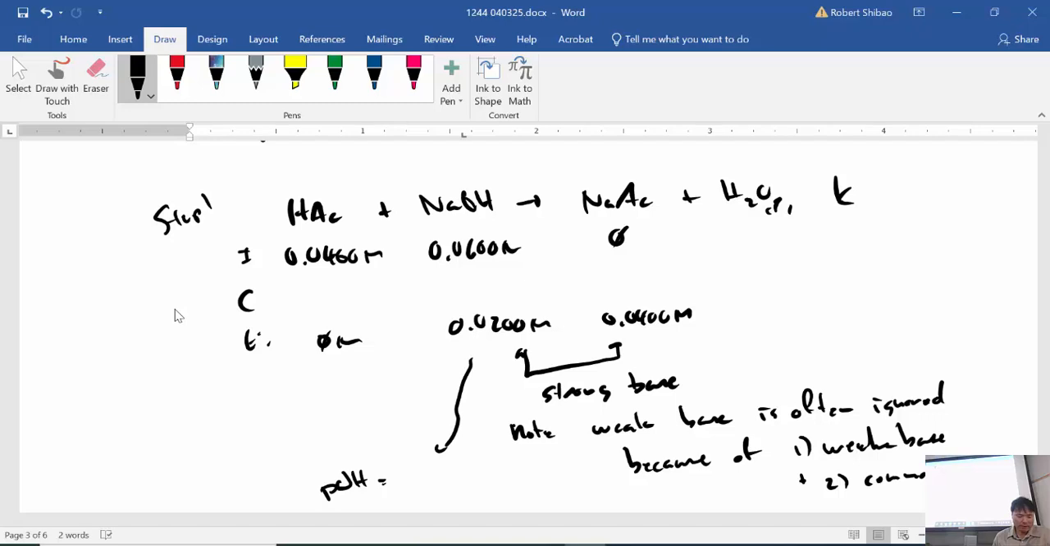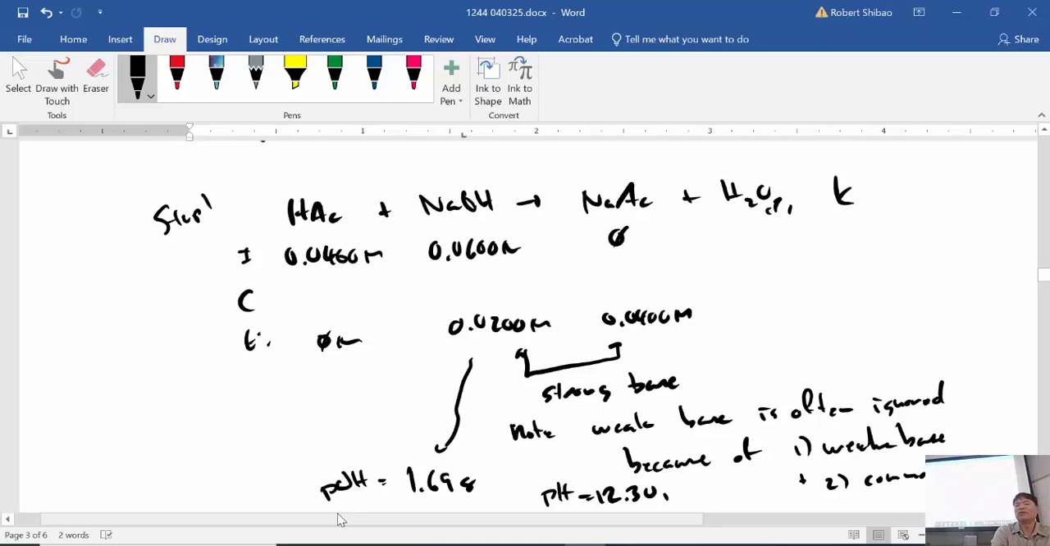One thing I don't like about the new iPhone calculators is it doesn't have a clear key, all clear. You have to push the A. Oh, no, it does now. AC, I guess. So the pOH is 1.699, and therefore the pH is 14 minus that, which is 12.301.